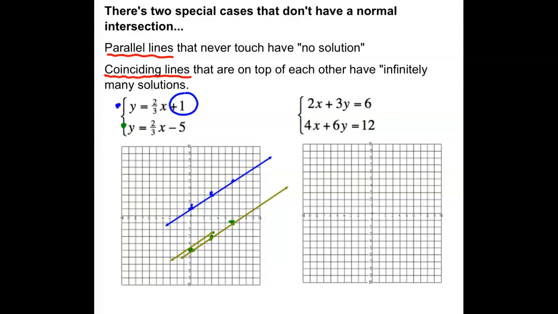So if we look at our two lines here, we've got this one and this one. You'll notice that they are parallel, right? Same slopes. They are never going to cross. So we would say there's no solution to that system.